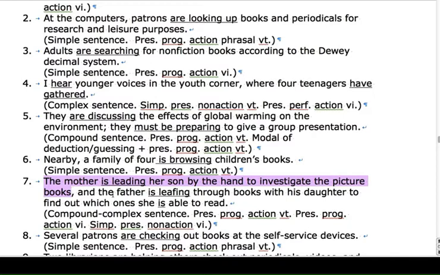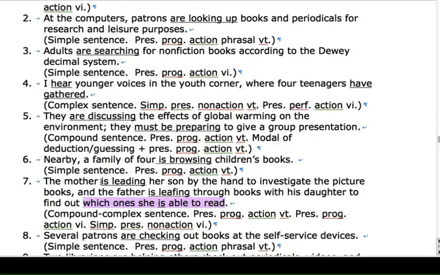Here's an independent clause. The mother is leading her son by the hand to investigate a picture book. So this one could be ended with a period. The father is leafing through books with his daughter. This is another independent clause. To find out something. To find out what? To find out which one she's able to read. Here's our noun clause.